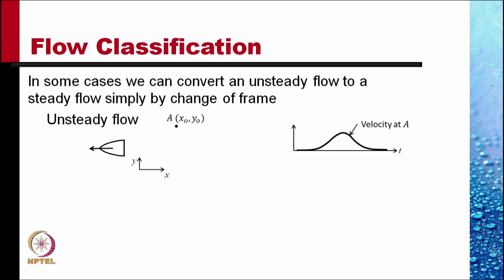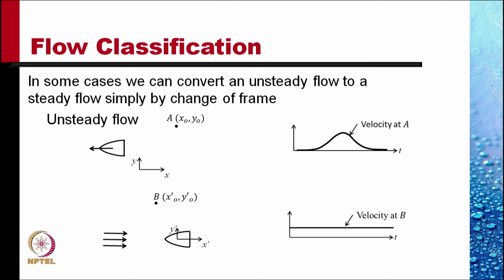We can make this flow steady by changing the frame of reference. Now we attach the frame to the body. Here, the point B is in the frame x naught prime, y naught prime. The body is stationary in this frame. The fluid moves past this from left to right with the velocity v. Then the velocity at point B would always be the same, invariant with time.